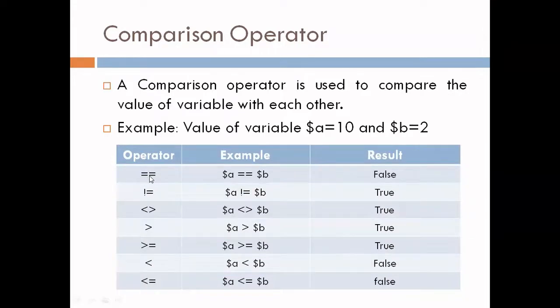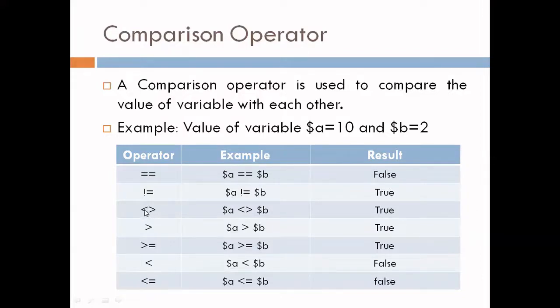First, two times equal means equality. $a equal equal $b checks whether both the values are the same or not. The value of variable a is 10, so 10 equal to 2 will produce an output of false, because both the values differ. Now not equal to. $a is not equal to $b. So 10 is not equal to 2 returns true, because both the values are different.